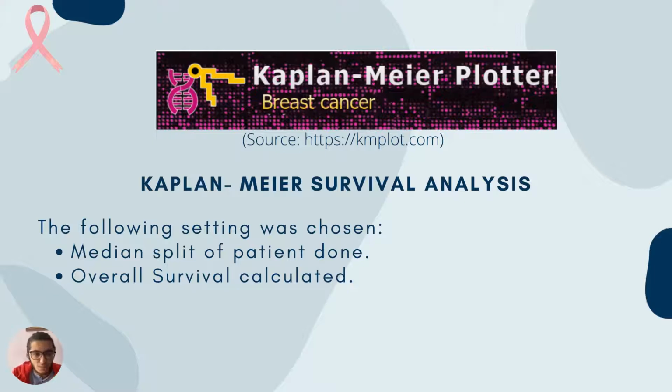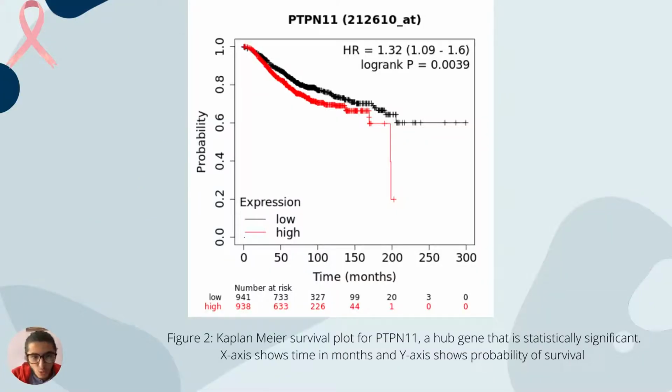After that, the 22 hub genes were subjected to Kaplan-Meier survival analysis under the setting median split of patients, and overall survival was calculated. Out of 22, only 9 hub genes gave a statistically significant result, given by the value of log rank P, which must be less than 0.05. In this plot, the y-axis gives the probability of survival, the x-axis gives the time in months, and the red curve is the probability of survival of patients with high expression of the gene, and black is the probability of survival with low expression of the gene.